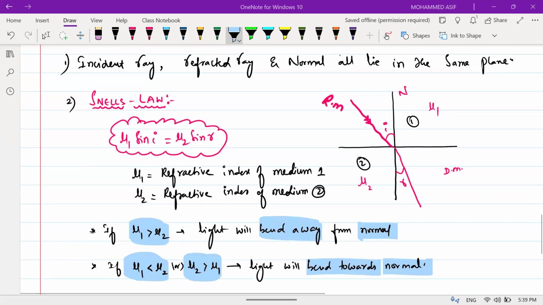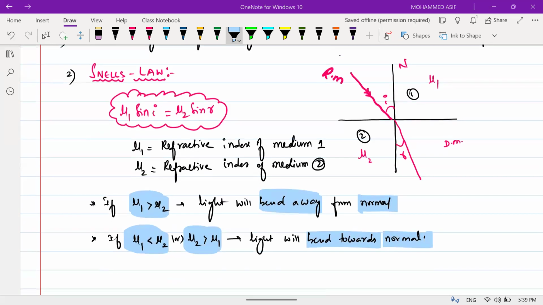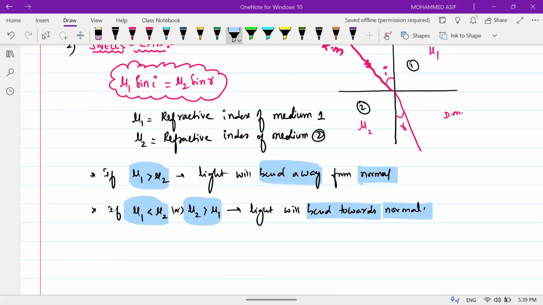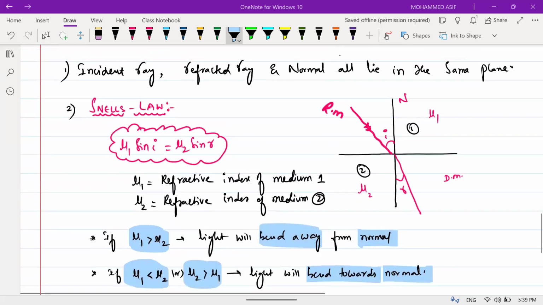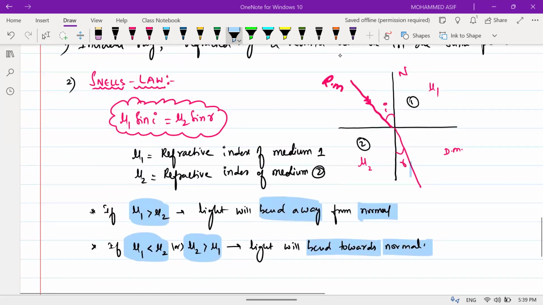In the Snell's law, mu1 into sin I is equals to mu2 into sin R. What do you mean by mu1? Mu1 is the refractive index of medium 1. Mu2 is the refractive index of medium 2. If mu1 is greater than mu2, light will bend away from the normal. If mu1 is lesser than mu2 or mu2 is greater than mu1, light will bend towards the normal. In this case, light is bending towards the normal. That means whenever it is bending towards the normal, mu2 will be greater than mu1.